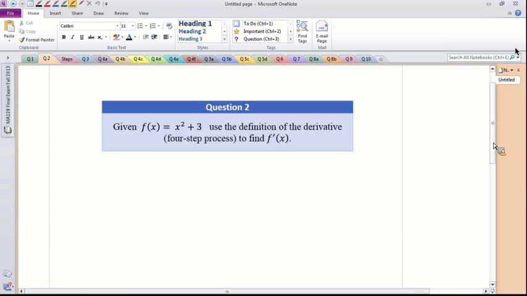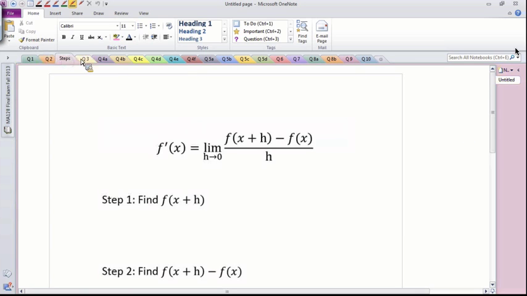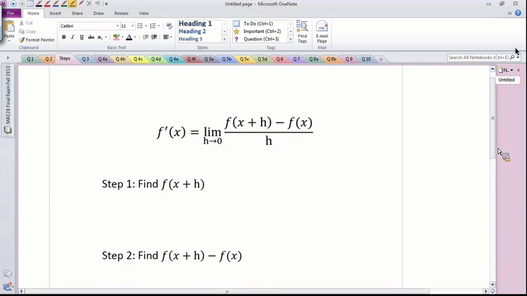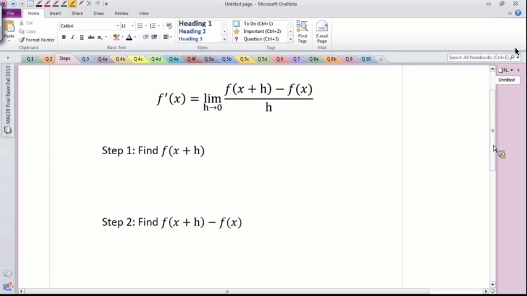Now, remembering what the definition looks like, it looks something like this. Limit as h approaches 0 of f of x plus h minus f of x over h. So it might be a little daunting to see this whole thing. I mean, there's a lot of steps involved. Instead of doing it all at one time, we'll break it up into 4 different steps. So the 4 steps are as follows. The first thing we have to do is find f of x plus h. So how do we find f of x plus h?